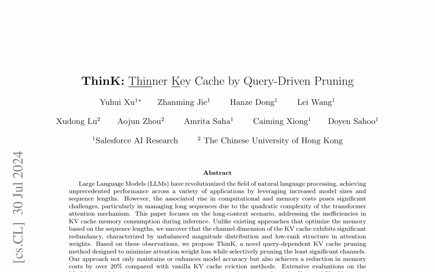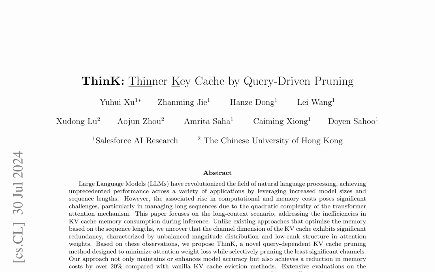Abstract. This paper introduces ThinK, a novel query-dependent KV cache pruning method designed to minimize attention weight loss while selectively pruning the least significant channels in large language models, LLMs. The authors address the inefficiencies in KV cache memory consumption during inference, particularly in managing long sequences due to the quadratic complexity of the transformer attention mechanism.